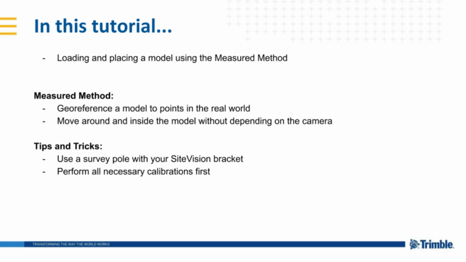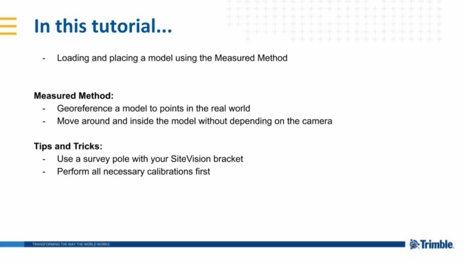This type of model placement is not dependent solely on the phone's AR positioning system, so you can move freely around and even inside the model itself without losing your placement. For an optimal measured placement, we recommend using a survey pole and attaching the SiteVision bracket to it using the included mount. Also, make sure that your phone itself is mounted onto the SiteVision bracket and plugged in, and that all the necessary calibrations have been completed beforehand.